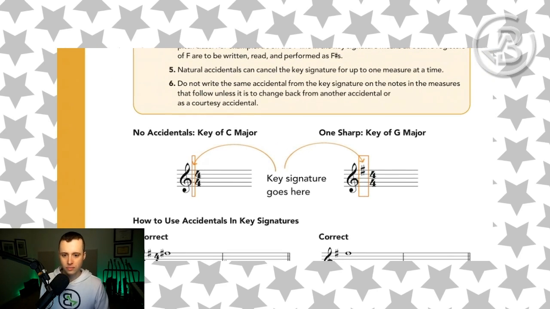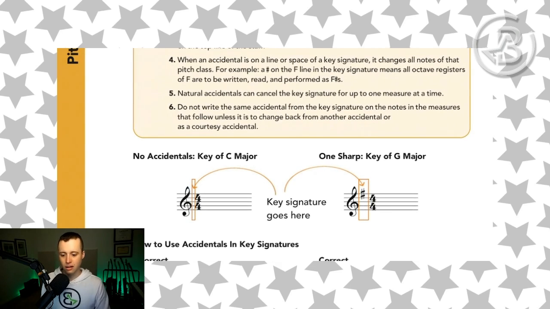Rule number 4. When an accidental is on a line or a space of a key signature, it changes all the notes of that pitch class. So for example, the sharp that we can see right there on the page, that sharp for G major, is going to change all the Fs. Right now, this sharp is on the line for F5, right? However, it's going to change F4, it'll change F3, F2, F1, F6. All Fs that come after that key signature are all going to be sharp in all octave registers.